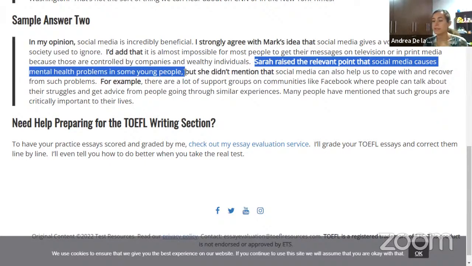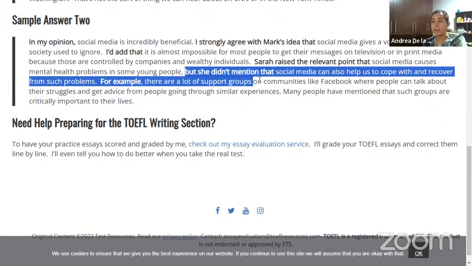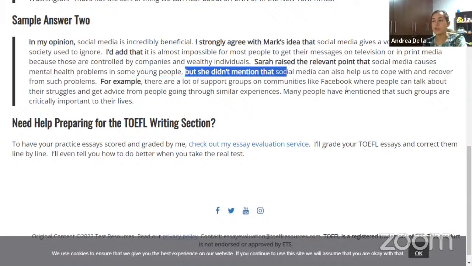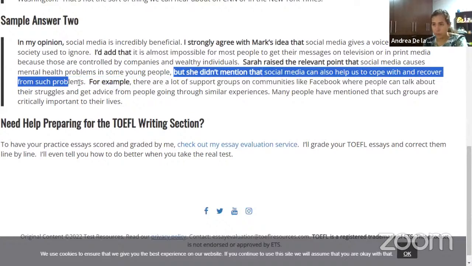So it's basically what we do when we say, I don't know, Sarah has a good point when she says that, it's the same, right? And then we challenge that point. We say, but she didn't mention that social media can also help us to cope with and recover from such problems. So look at how this is very important.